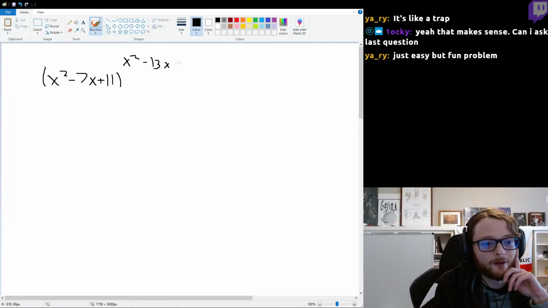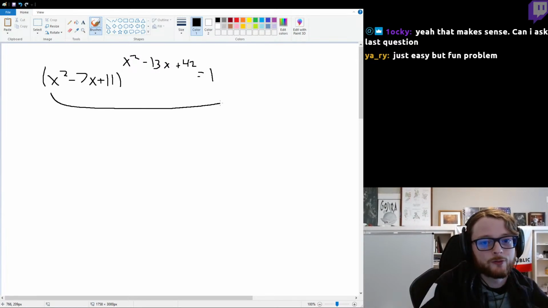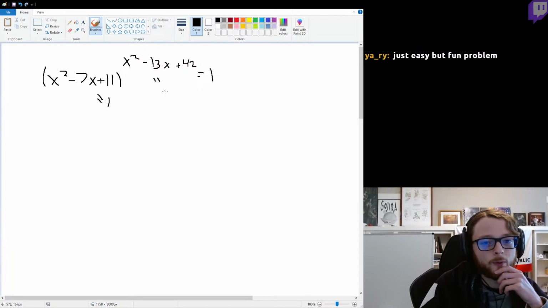I don't think this one will take me long, because I think I just know the answer. There's two situations where this equation is true. Either your base is equal to 1, or your exponent is equal to 0, and the base isn't also 0.